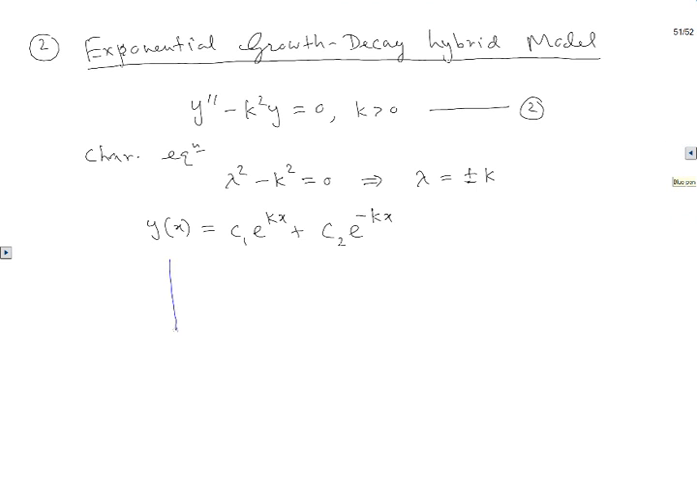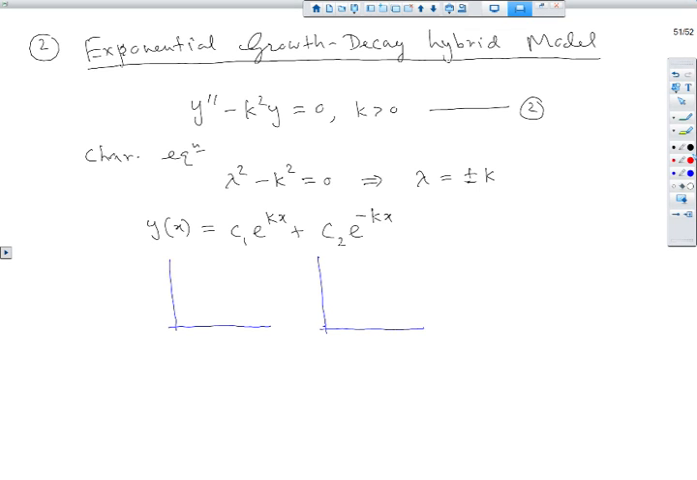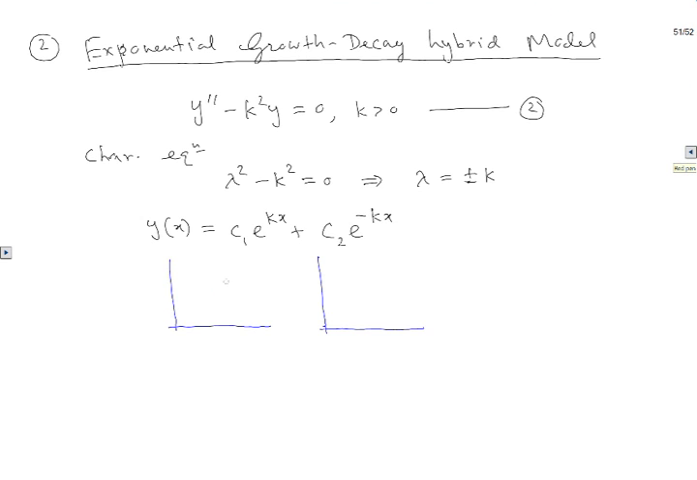So the first graph, so it's a k, so we know that k is positive, so that means it's going to grow. So that typical solution looks like that. Where c1 is where the curve passes through the y-axis, and for k negative it's going to decay, so that means it's going to go like that. So that's the c2 constant.